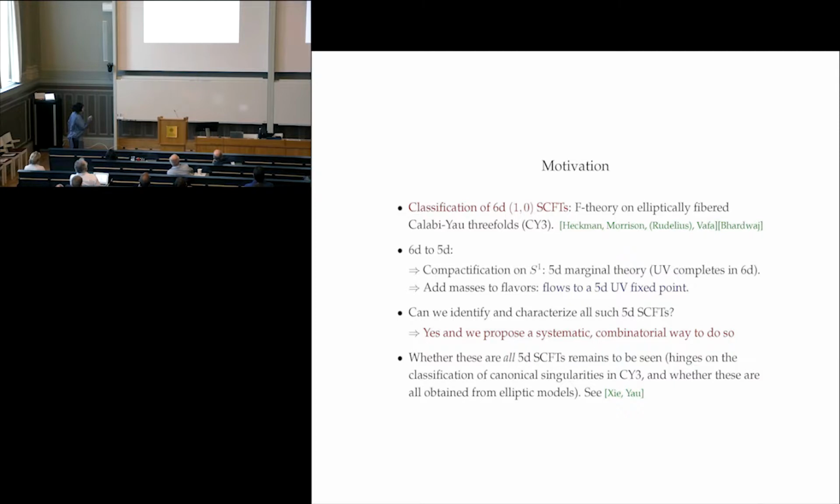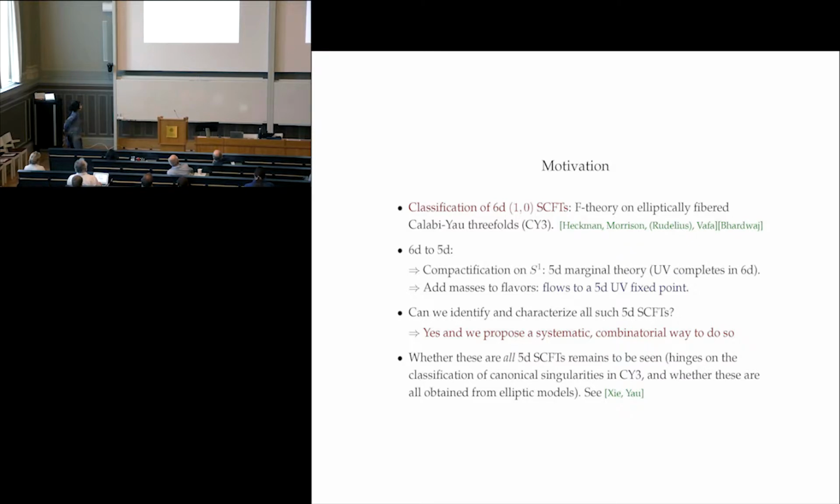Okay. So what is the motivation for revisiting this in this day and age? Well, one motivation is that recently 6D (1,0) theories were classified, in terms of F-theory on elliptic Calabi-Yau threefolds. There's a close relationship between 6D and 5D theories. I can just put the 6D theory on a circle.